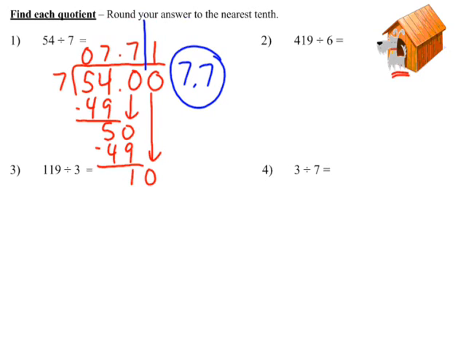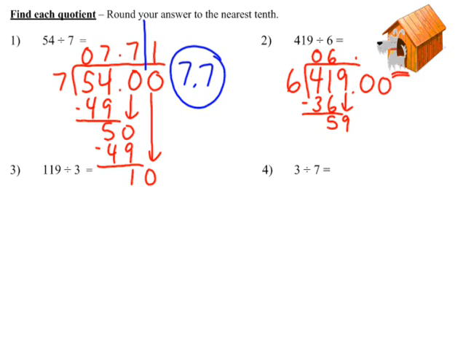Let's do another one. So we want to get that first dog in the house. We're going to put the first number in the house. We're dividing by 6. So before I begin, I'm going to put my decimal and 2 zeros since we're rounding to the nearest tenth. 6 doesn't go into 4, but it will go into 41 6 times. 6 times 6 is 36. I'm going to subtract and bring down.